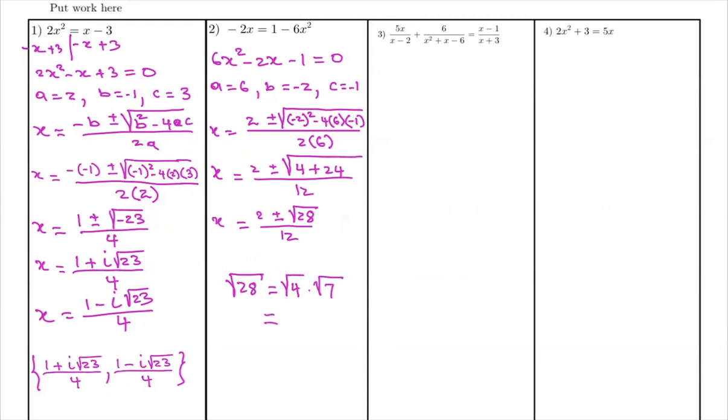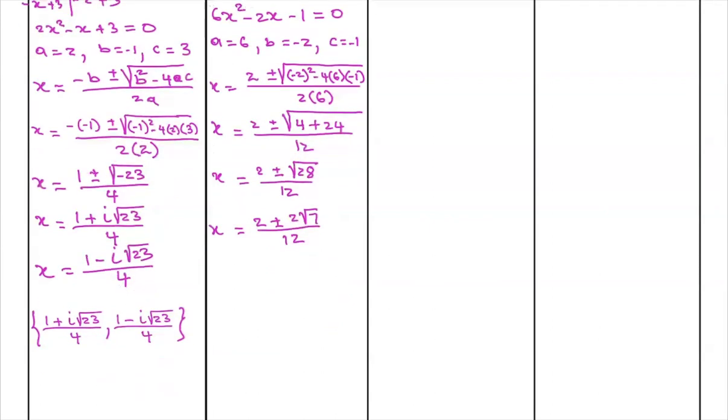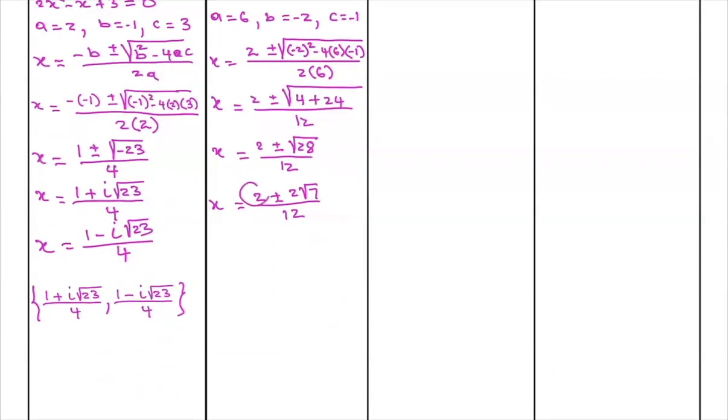So square root of 28 is 2, which is square root of 4 times square root of 7. Now, instead, we simplify the square root of 28 as 2 square root of 7. Instead of square root of 28, we're going to have x equals 2 plus minus 2 square root of 7 over 12. We can simplify all the terms. This one divide by 2, this one divide by 2, and this one divide by 2 to get x equals 1 plus minus square root of 7 over 6.